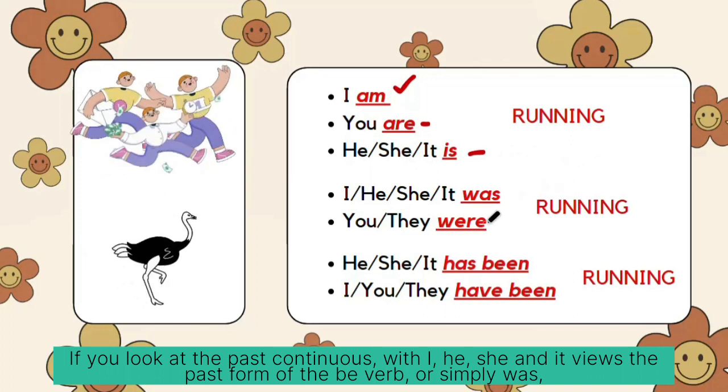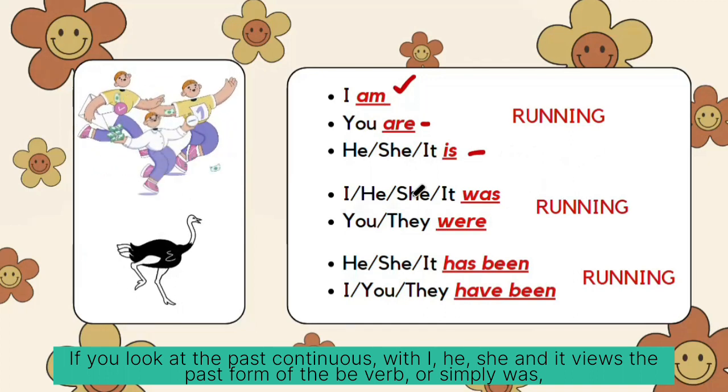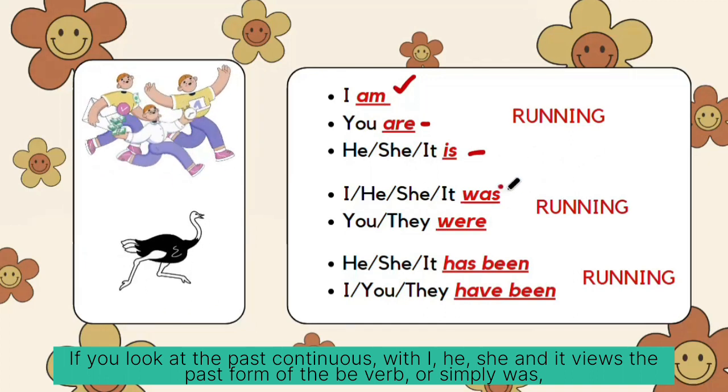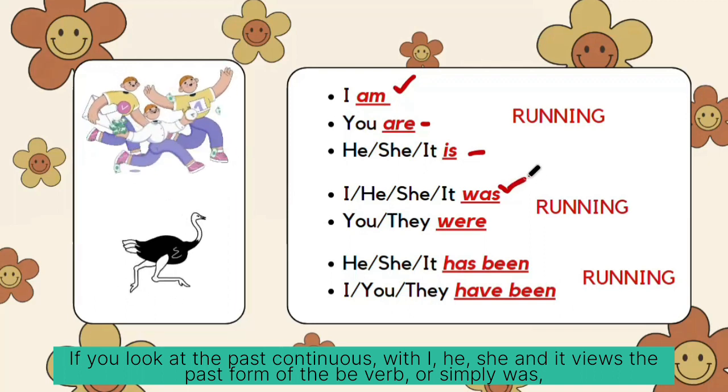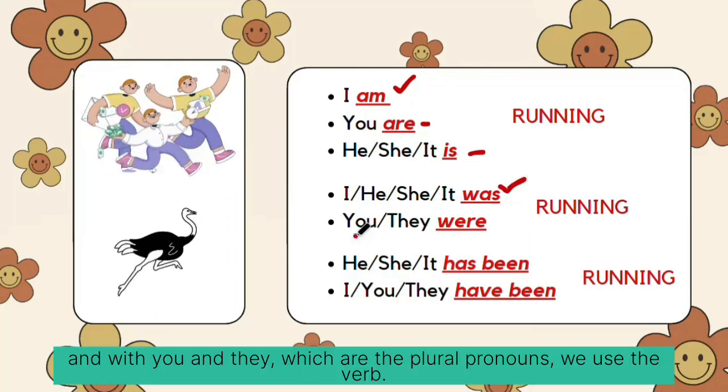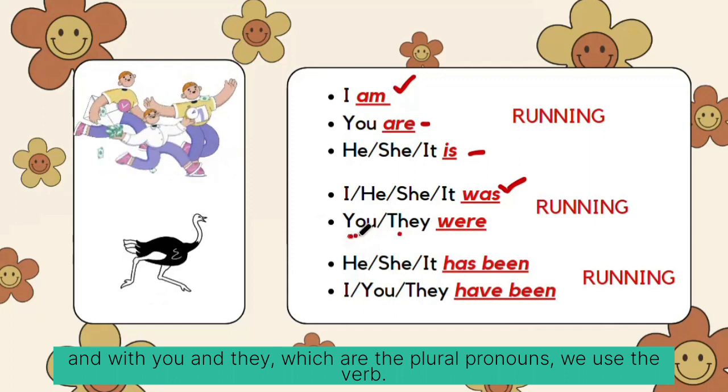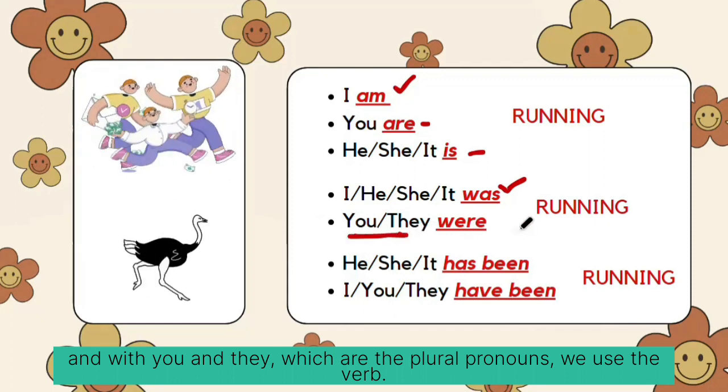If you look at the past continuous, so with I, he, she, and it, we use the past form of be verb or simply was. And with you and they, which are the plural pronouns, we use the verb were.